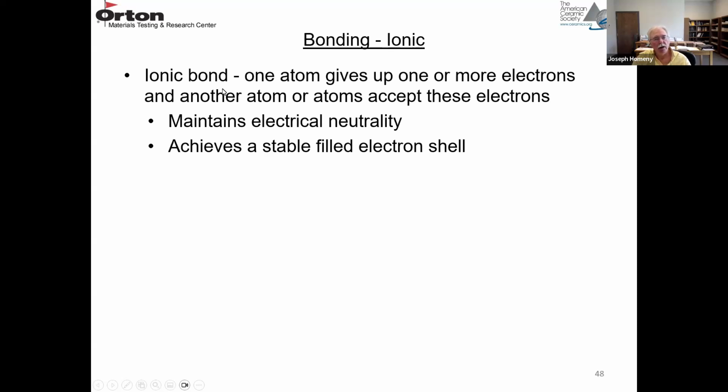In an ionic bond, one atom is giving up one or more electrons to another atom, and these atoms accept these electrons. That way it maintains electrical neutrality and achieves stable filled electron shells. And we looked at MgO and Al2O3 as examples.